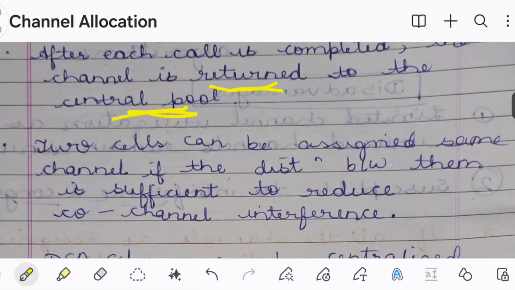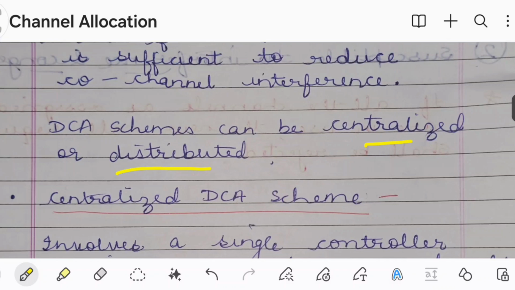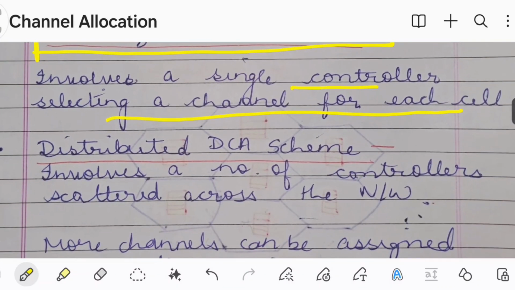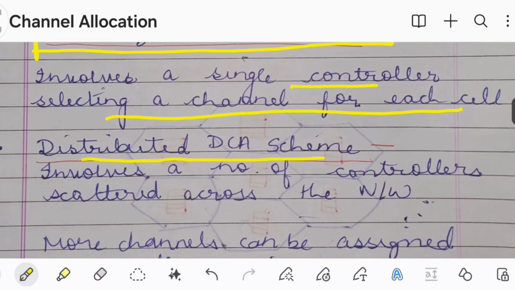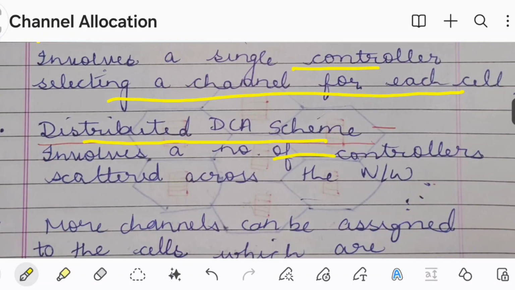Two cells can be assigned the same channel if the distance between them is sufficient to reduce co-channel interference. Now these schemes can be centralized or distributed. The centralized dynamic allocation scheme involves a single controller selecting a channel for each cell. The distributed one involves a number of controllers. So basically there is only a single controller in one, and here there are several controllers scattered across the network.